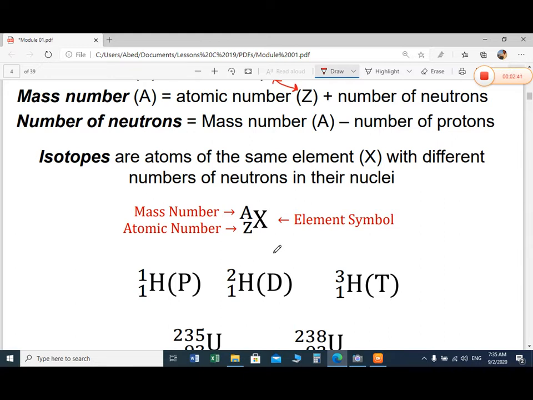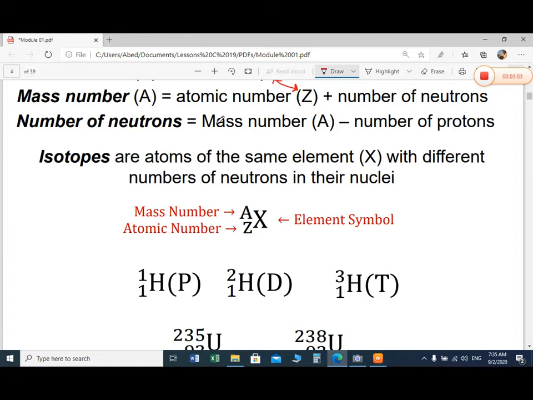When you write the symbol by your hand, this will be the way. This X means the symbol of the element, and on the left superscript, in place of A, it is represented by the mass number, and on the left subscript, in place of Z, we write the atomic number.